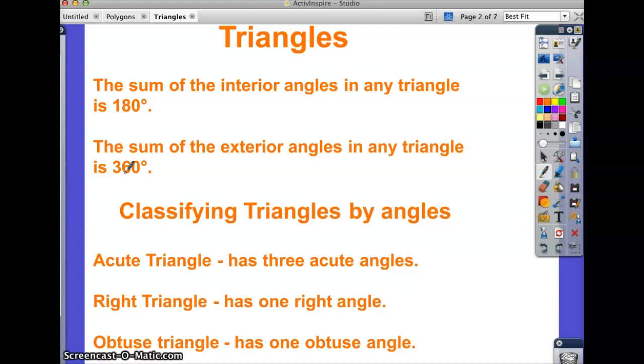Classifying triangles by angles. Write this down also. An acute triangle has three acute angles. A right triangle has one right angle. And an obtuse triangle has one obtuse angle. Doesn't matter, for instance, on the right triangle, what the other two are. If it has one right angle, it's considered a right triangle. And the same thing on an obtuse triangle. If it has one obtuse angle, it's considered an obtuse triangle.